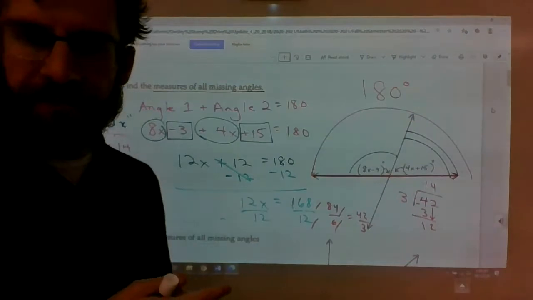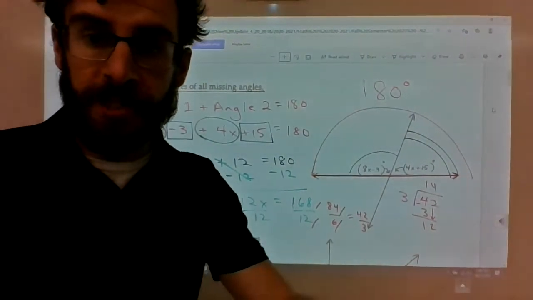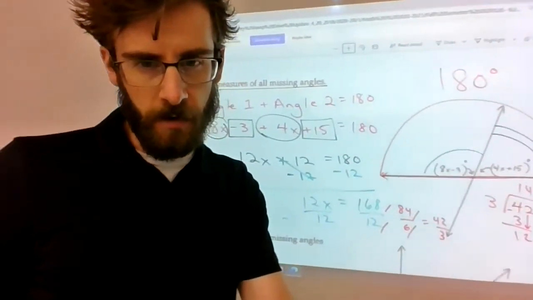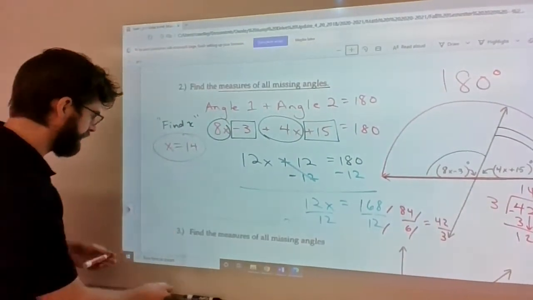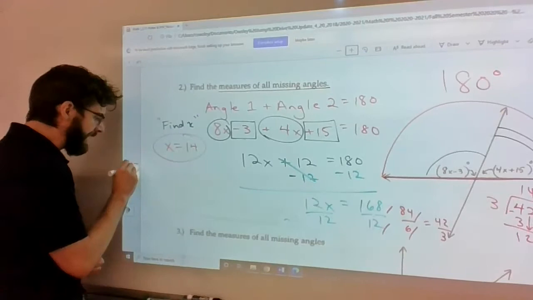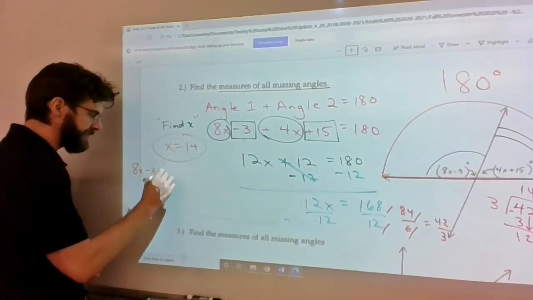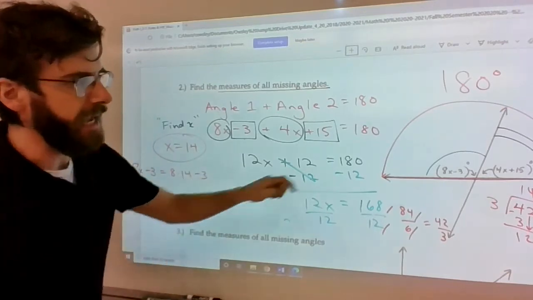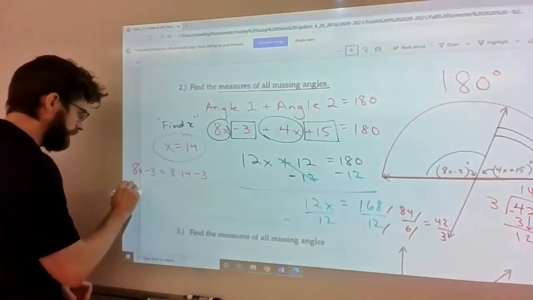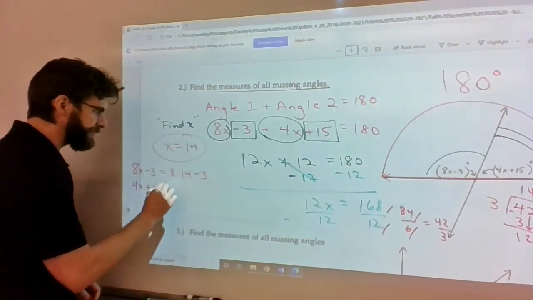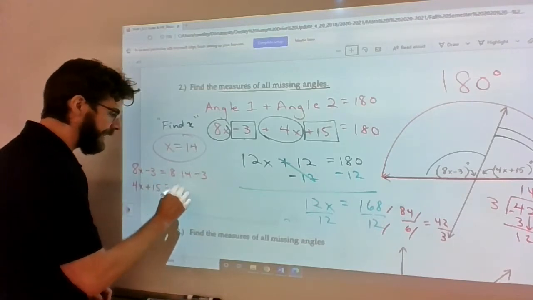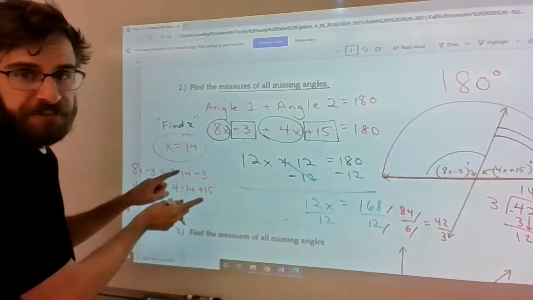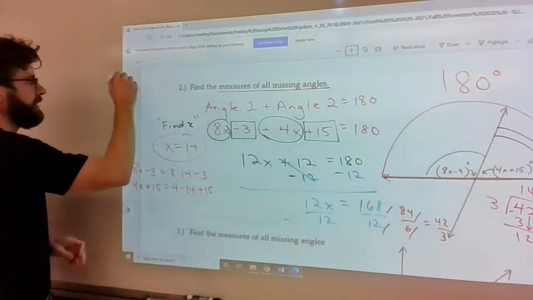So now what we do at the very end is we take our variable expressions that exist here and here. Maybe I'll write that off to the side. Yeah, I got some room. 8x minus 3 is the same as 8 times 14 minus 3. And 4x plus 15 is the same as 4 times 14 plus 15. So you can go off to the side to do those calculations.